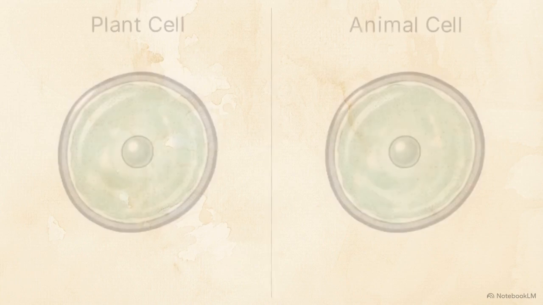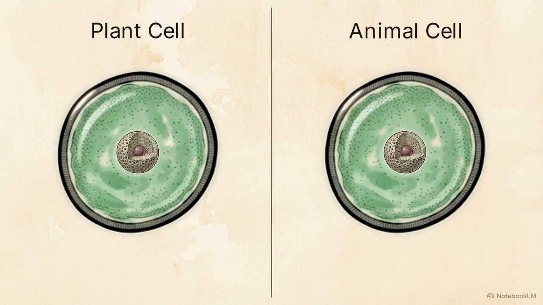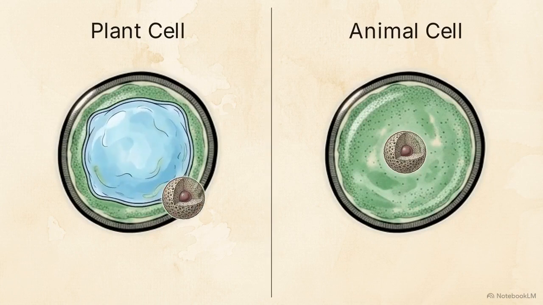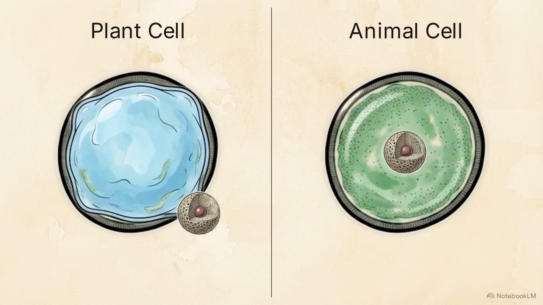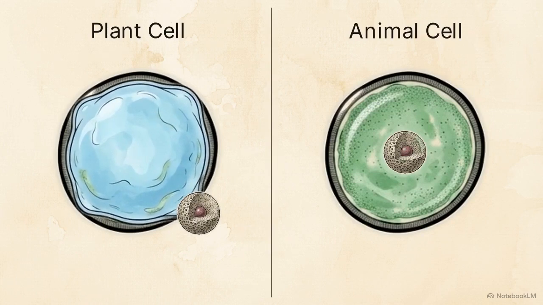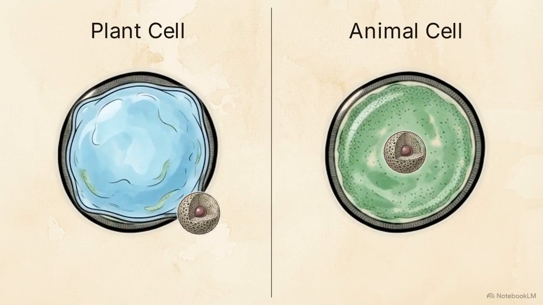Because of this immobility, plant and animal cells handle storage differently. On the left side of this split screen, you see a massive central vacuole inside a plant cell. It stores water and nutrients to maintain the plant's internal pressure. On the right, the animal cell only requires small, scattered vacuoles for its needs.